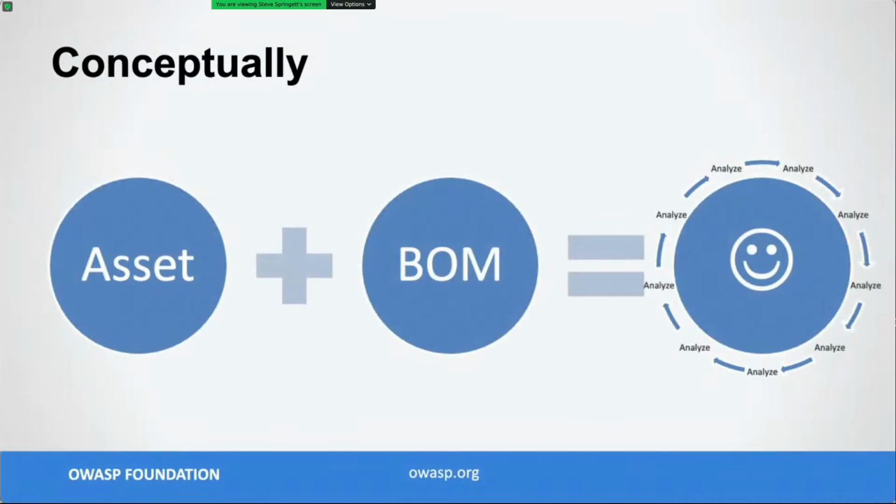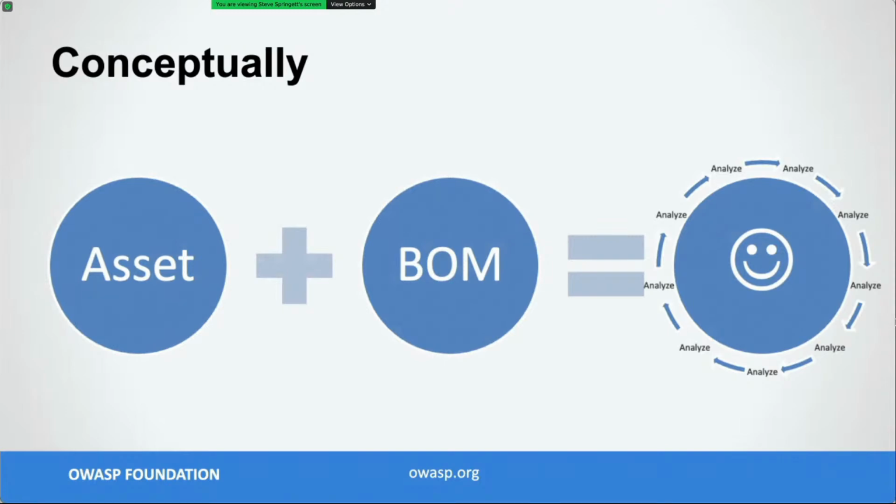Conceptually, this is what it does. I have an asset. It could be a microservice, monolithic application, could be an IoT toaster, or even a thing like, I don't know, a server. I have an asset, I have a bill of material for that asset, and I continuously analyze it, and everybody's happy.